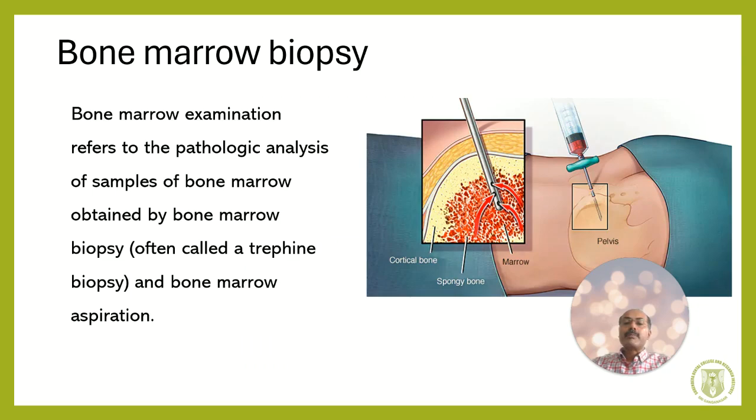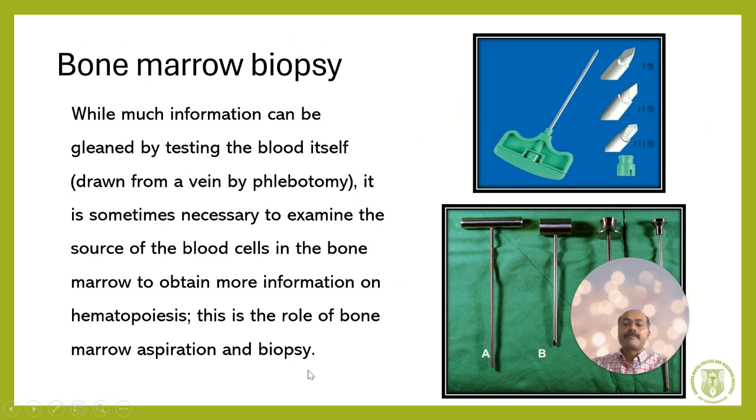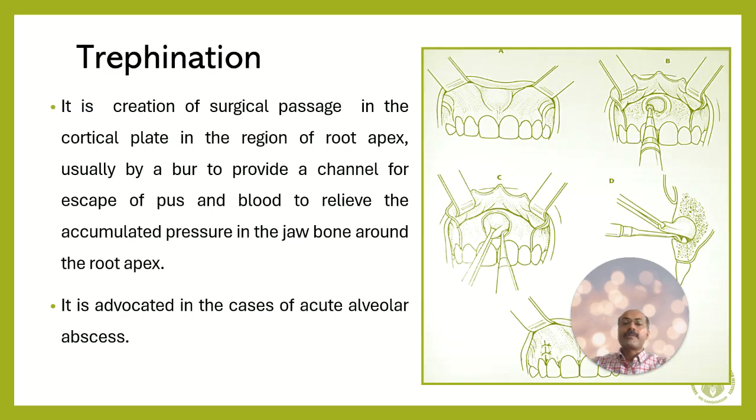So next is what we call a bone marrow biopsy. A bone marrow biopsy is an examination which refers to pathological analysis of samples of the bone marrow obtained from a bone marrow biopsy, often called a trephine biopsy, and a bone marrow aspiration. So how is this done? While much of the information can be gleaned by testing the blood itself, which is drawn from a vein, it's sometimes necessary to examine the source of the blood cells in the bone marrow to obtain more information about hematopoiesis, and this is the role of bone marrow aspiration and biopsy.